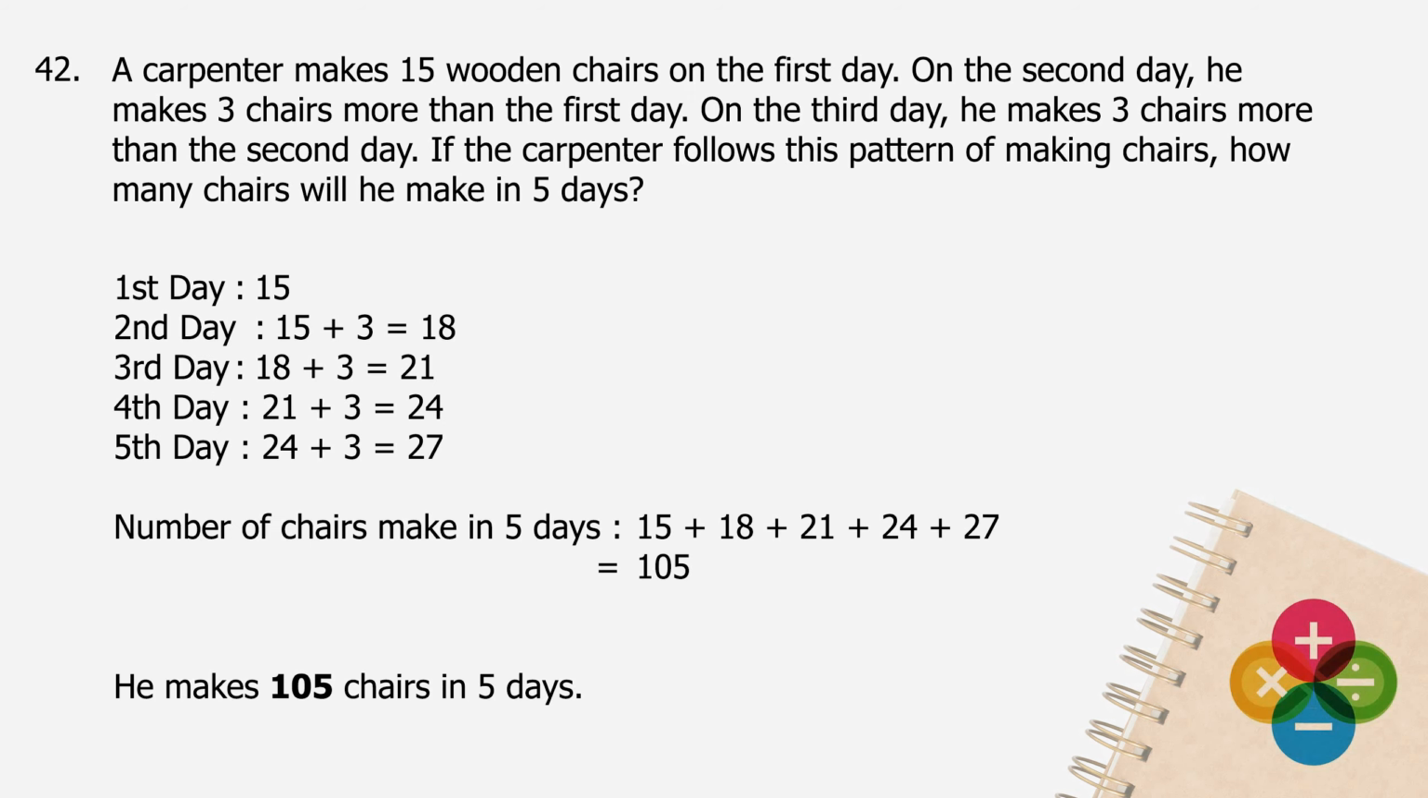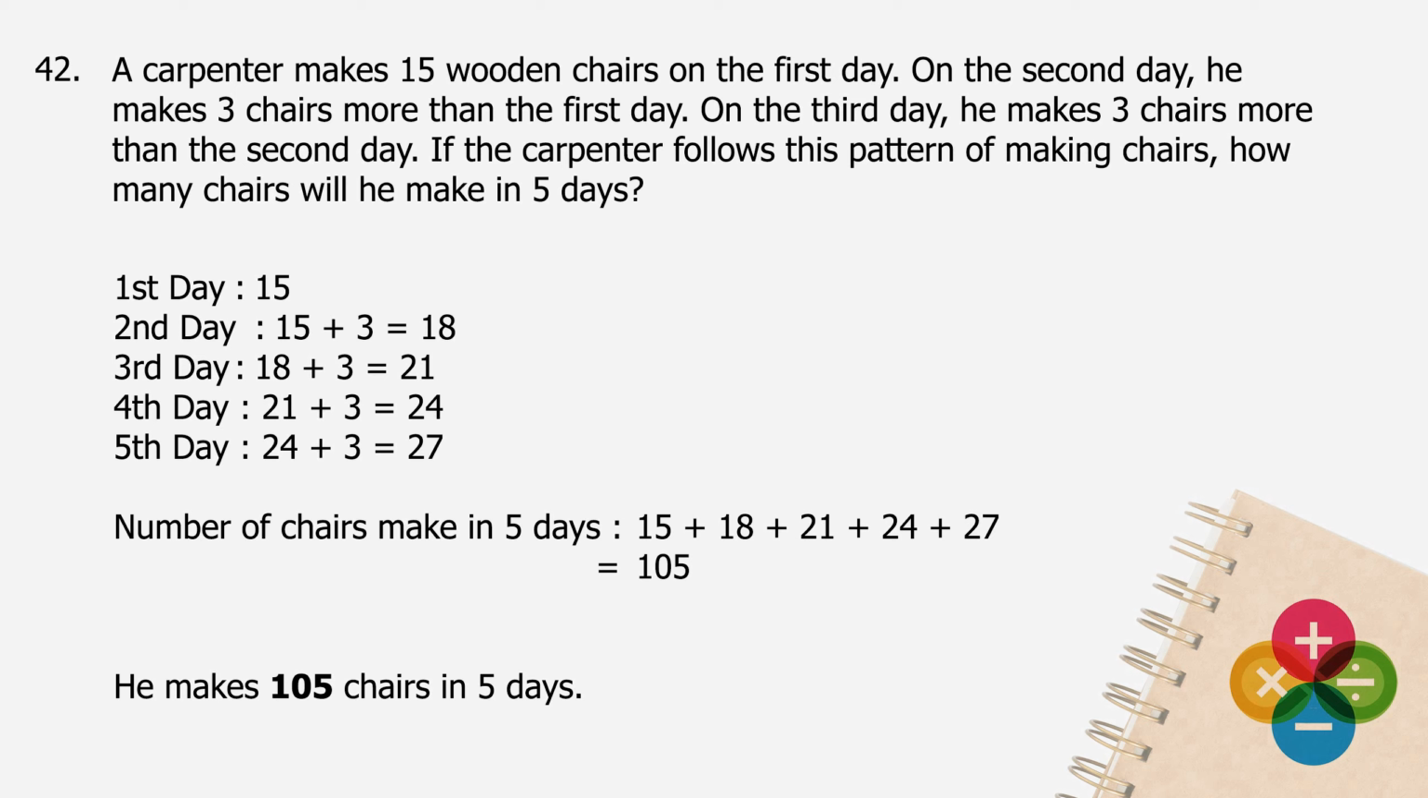On the first day, he makes 15 chairs. The number of chairs he make on the second day will be, add 15 to 3, and the sum is 18. The number of chairs he make on the third day will be, add 18 to 3, and the sum is 21. The number of chairs he make on the fourth day will be, add 21 to 3, and the sum is 24.